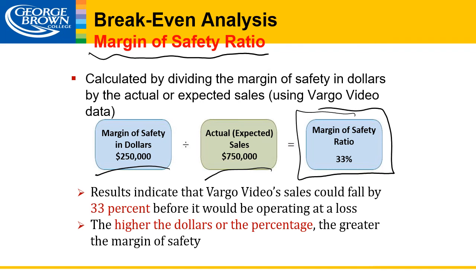Maybe this is easier to use than the margin of safety in dollars. What this means is that this business's sales can drop by 33% and not fall into a loss, where they're making no profit. The higher the margin of safety ratio, the higher the margin of safety and the less risk your business has of generating a loss as opposed to a profit.